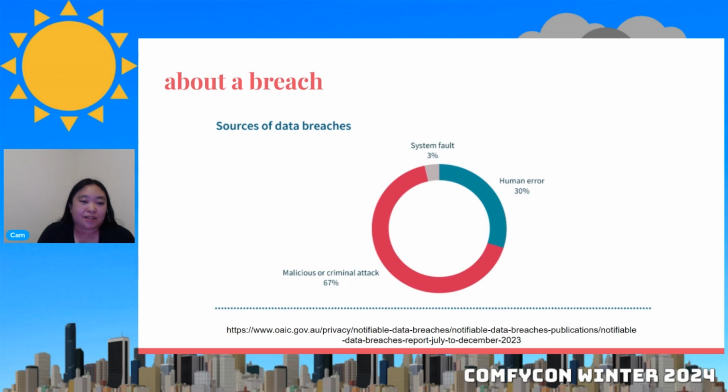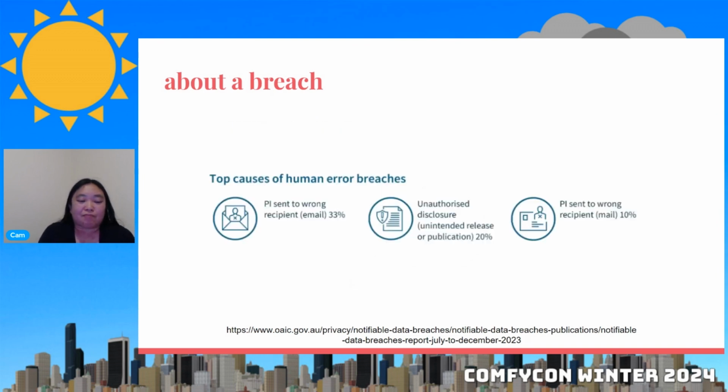You'll be quite surprised about the breakup of what constitutes the top human error breaches. PII sent to the wrong email recipient. Unauthorized disclosure or unintended release of their information. What's surprising is number 3, which is PII sent to the wrong recipient via mail. So you're not only seeing the crossover from the electronic side of things, but in the physical realm as well. It's actually quite interesting. Last year, in the same stats, BCC to the wrong recipient was actually number 3. So we've actually seen a change in the last couple of years.